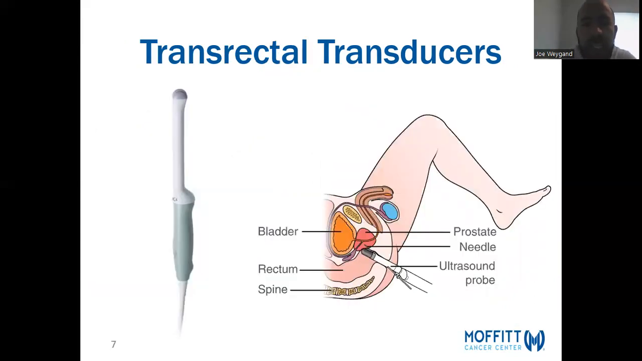Quite similar to this technique is transrectal ultrasound. Here, as the name implies, the transducer goes in the rectum. This is very common in radiation oncology, which is a field that I work in, because it's useful for guiding prostate brachytherapy procedures. Here you see a schematic of a patient in the dorsal lithotomy position, and the transducer is placed in the patient's rectum, which is immediately posterior to the prostate. So it's very good at producing images of the prostate.